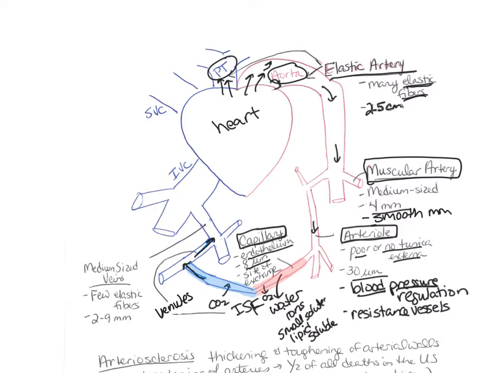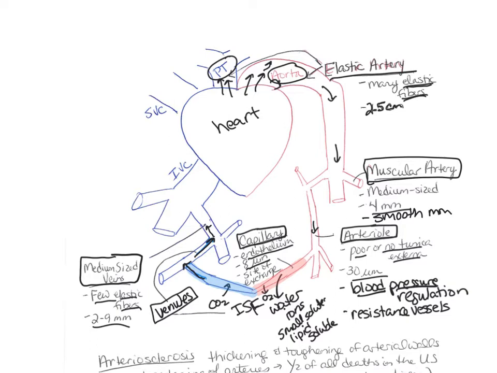And now we're into the veins. The venules are the smallest of all the veins. So they collect the blood from the capillary beds, and then those blood vessels merge into another, larger vein that's called a medium-sized vein. So these medium-sized veins are about 2 to 9 millimeters in diameter. They have very few elastic fibers, but no need.